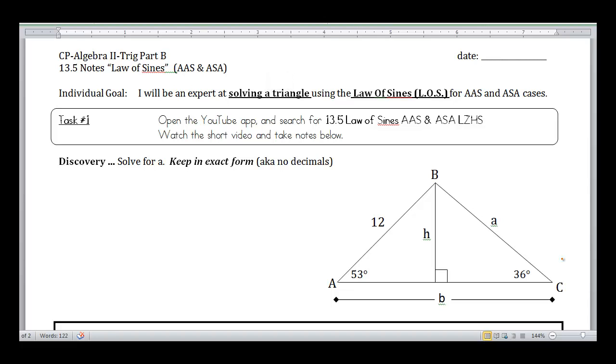In this video, you will become an expert at solving a triangle using the law of sines method for angle-angle-side and angle-side-angle cases. So, first thing we want to do is discover where this law of sines came from and what it is.